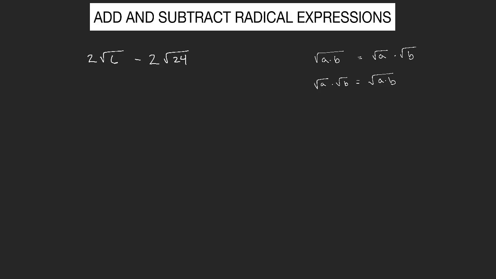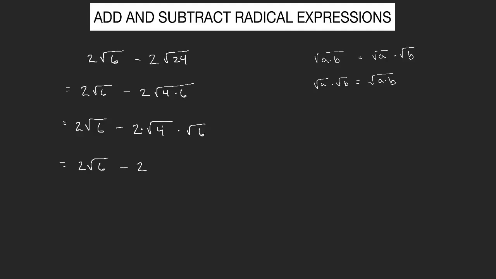Okay, 2 times root 6 minus 2 times root 24. Okay, so we're going to go ahead and say that this equals 2 times root 6 minus 2 times root 24. We're going to say that that is 4 times 6. So now we could say that this is 2 root 6 minus 2 times root 4 times root 6. Okay, so that equals 2 times root 6 minus 2 times, well, square root of 4 is 2 times root 6. So we're going to say this equals 2 times root 6 minus 4 times root 6.